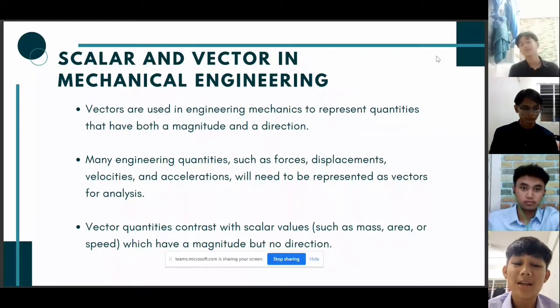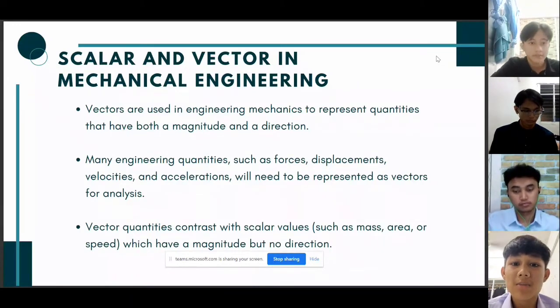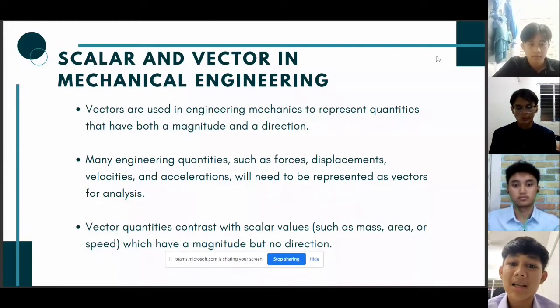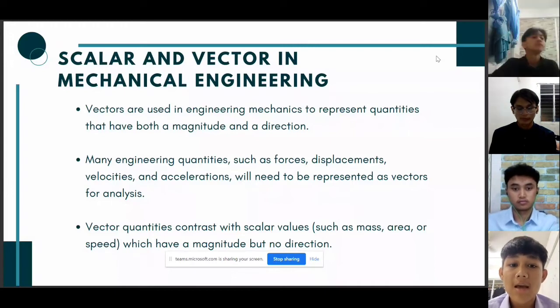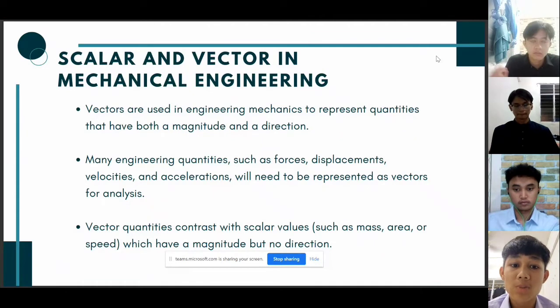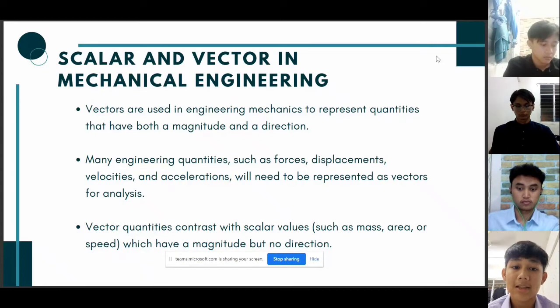Scalar and vector in mechanical engineering. Vectors are used in engineering mechanics to represent quantities that have both magnitude and direction. Many engineering quantities such as force, displacement, velocity, and acceleration need to be represented as vectors for analysis. Vector quantities contrast with scalar values such as mass, area, or speed, which have magnitude but no direction. We move to the next slide.